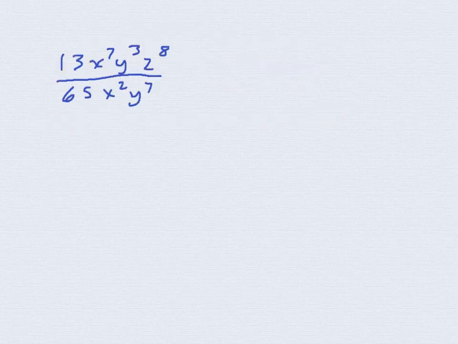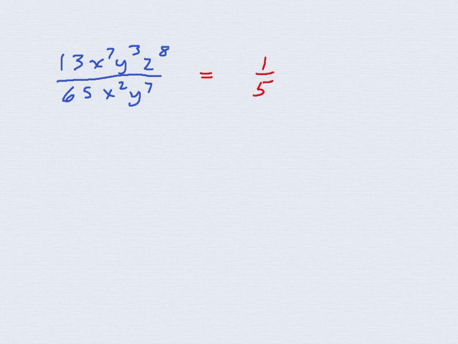This is a division question. Division questions are meant to be solved by dividing your coefficients and subtracting your exponents. So 13 divided by 65 doesn't divide evenly, but it does reduce, because 13 goes into 65 5 times. So it's going to be basically 1/5 for the coefficient part.